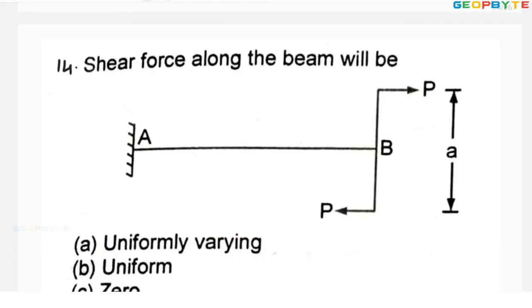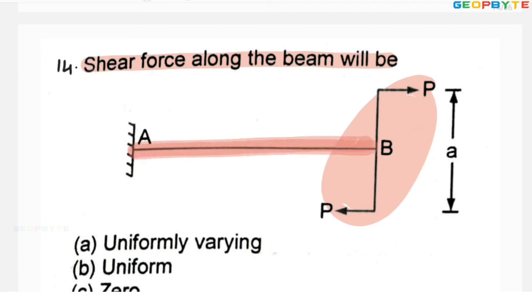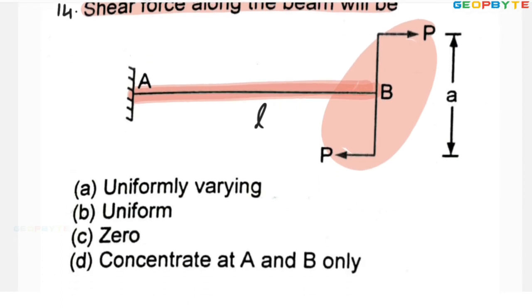Yes. Look at the next problem. The shear force along the beam will be, what is there in the beam? This is a kind of couple. The couple is developing the bending moment. Therefore, constant bending moment is developing throughout the length. Throughout the length of the beam, that is L, constant bending moment is developed because of the couple. Here bending moment is equal to constant.